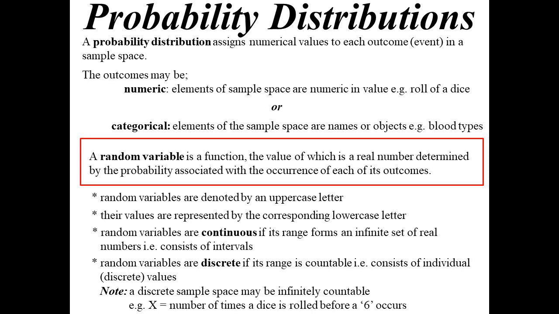So for a discrete sample space, an example I've got there of one that would be infinitely countable is rolling a dice, but if I'm interested in how many times the dice is rolled before I get the number 6. So there is an infinite number of possibilities there, because theoretically I could keep rolling and rolling and rolling and never get a 6. But the range is discrete because I couldn't roll the dice 1.5 times. So they are discrete values. I could do it once, I could do it twice, I could do it 3 times.